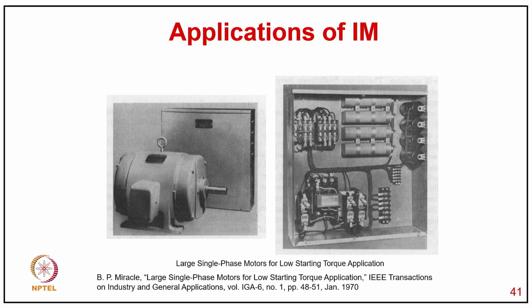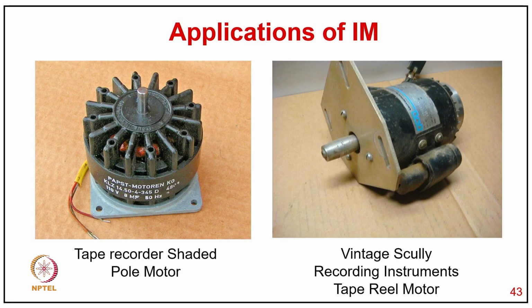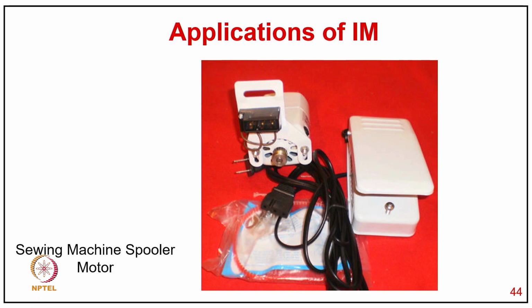Then a large single phase induction motor, typically, these are in general for irrigation applications. They have developed reasonably large ratings, about 50 horsepower single phase induction motor. Otherwise it is normally half a horsepower to 5 horsepower produced with single phase induction motor. And then a CNC machine lubricant tank single phase induction motor. Then a tape recorder, single shaded pole single phase induction motor. Then vintage recording instrument, tape recorder.